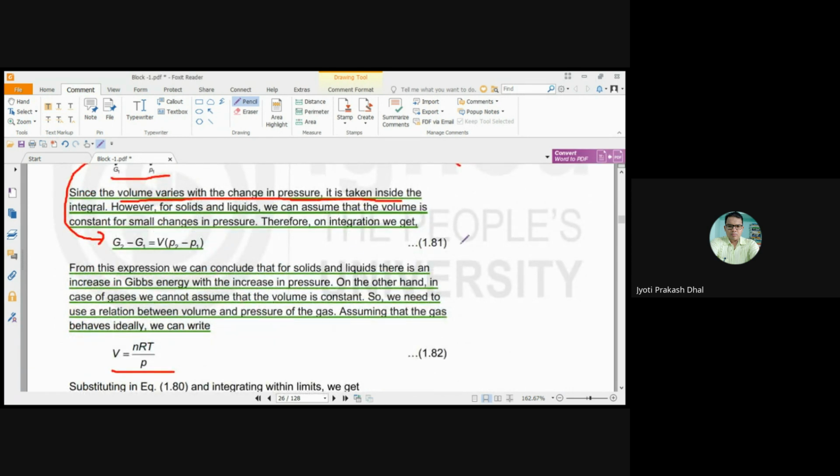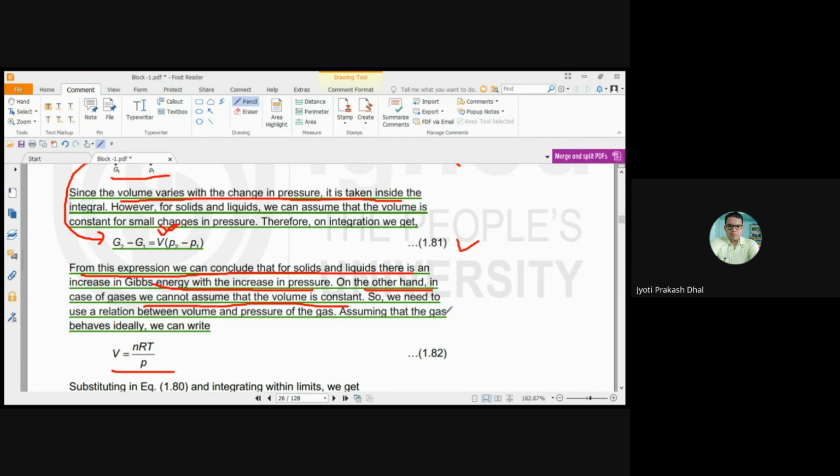So this is equation 1.81. From this expression, we can conclude that for solids and liquids, there is an increase in Gibbs energy with increase in pressure, because for solids and liquids the volume is constant. On the other hand, in the case of gases, we cannot assume that the volume is constant. The volume is constant when the reactants and products are all in solid and liquid state, so in that case we will consider volume as constant.